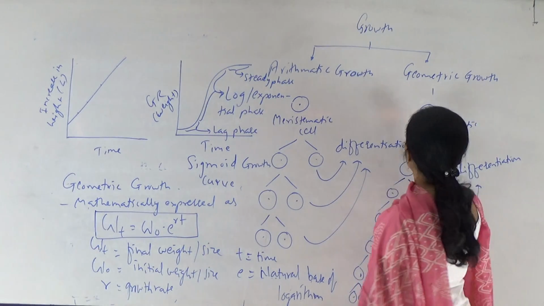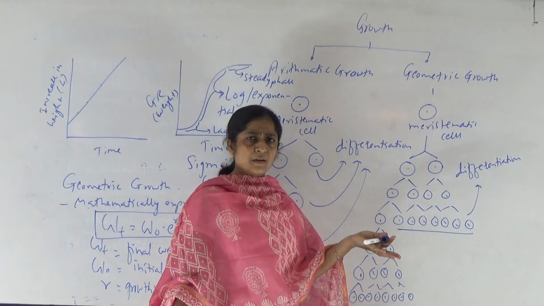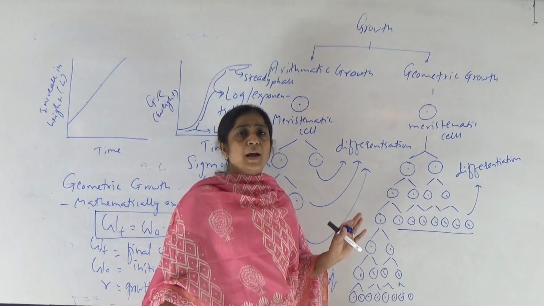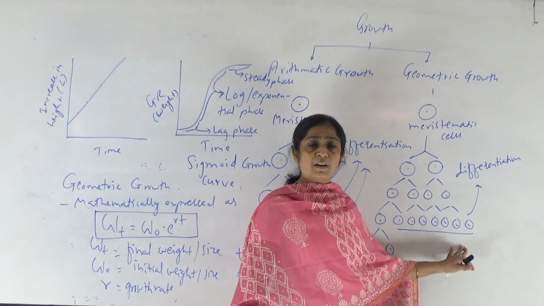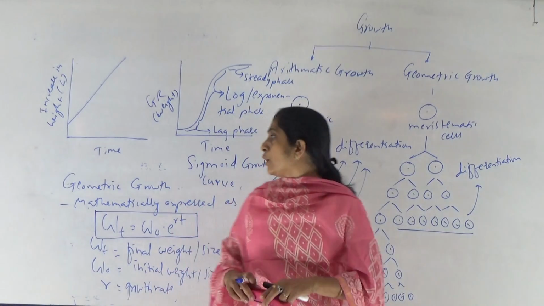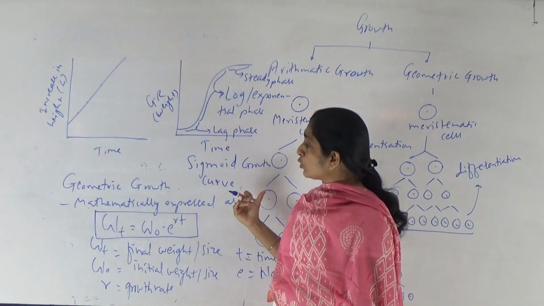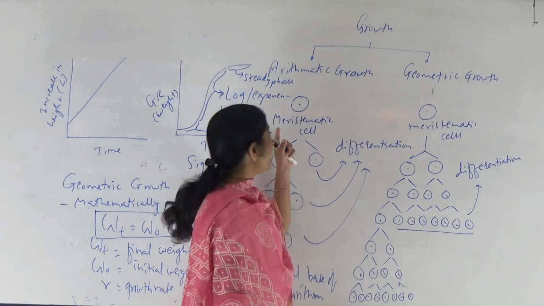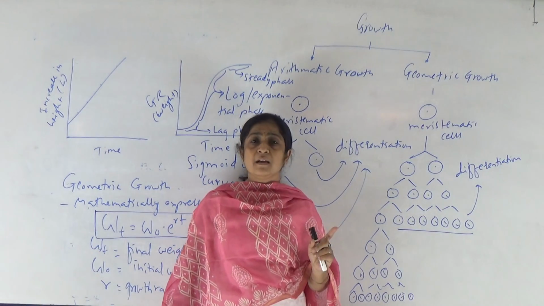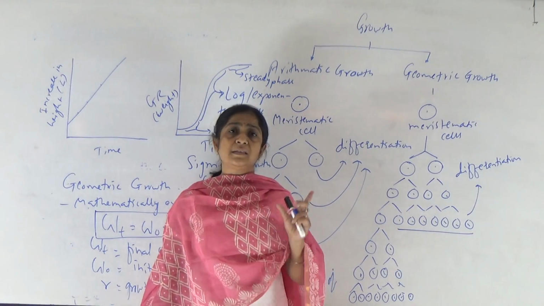Okay, whereas geometric growth means where cells first repeatedly divide many times. Several divisions occur in the cells. Many daughter cells are formed and suddenly a major part of daughter cells will go for differentiation and very few daughter cells will continue the cell division. In that case, the growth curve obtained is S-shaped or sigmoid. Both growths can be mathematically expressed. In the case of arithmetic growth, it is mathematically expressed as Lt equal to L0 plus RT, where Lt is final length, L0 initial length, R growth rate and T is time.